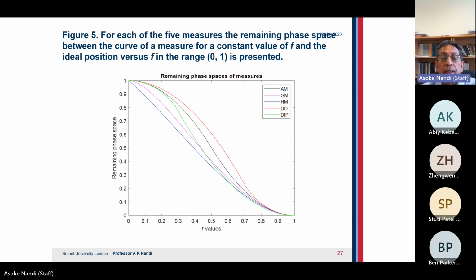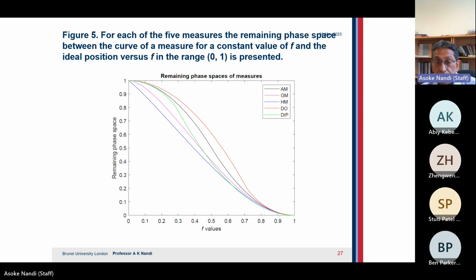And what you find is that when you are at the lower end, remember it's the lower one that matters, the smallest value, then this blue one is the best, which is the HM. So somewhere here, HM is better. But after that, the green one is better.